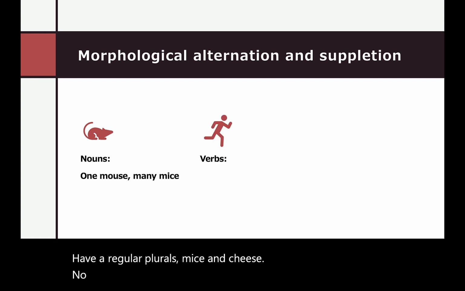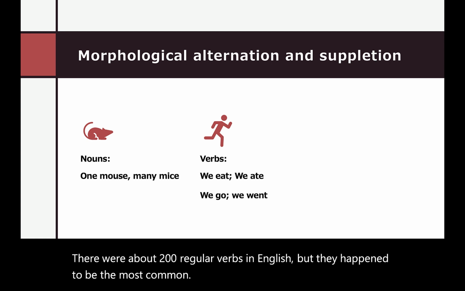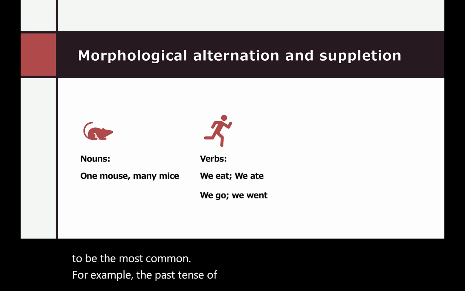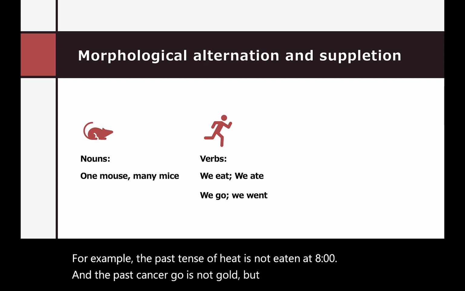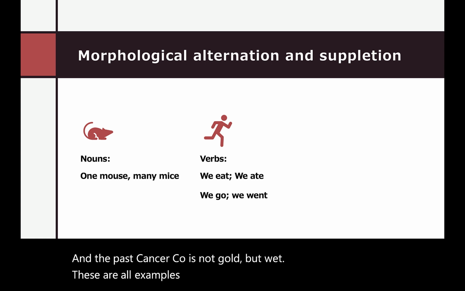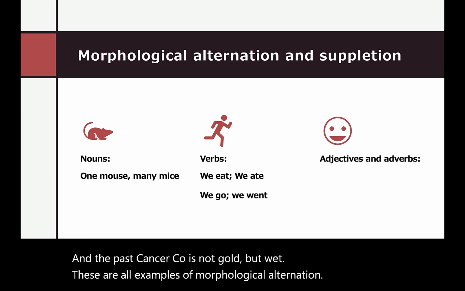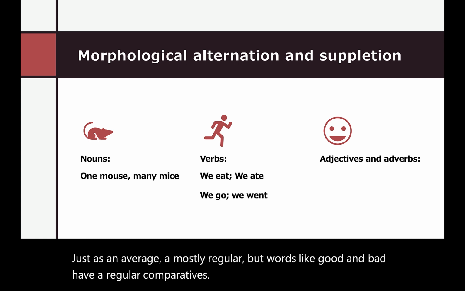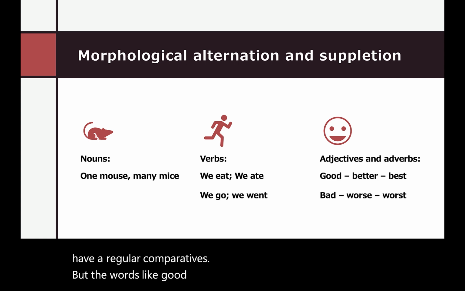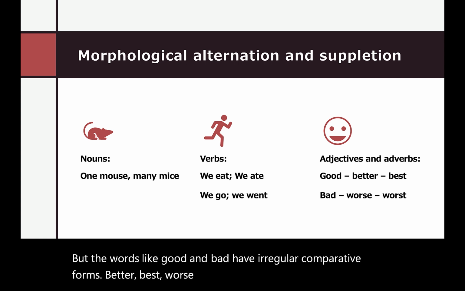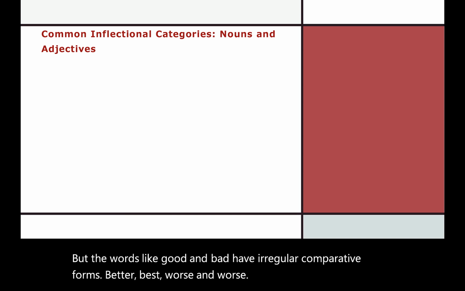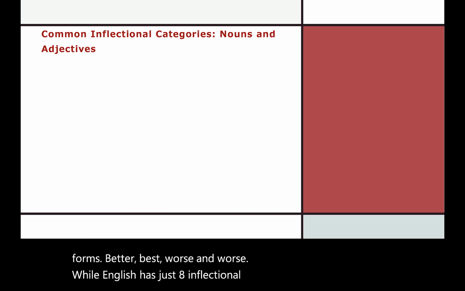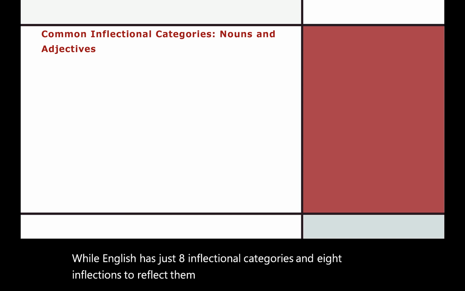There are about 200 irregular verbs in English, but they happen to be the most common ones. For example, the past tense of eat is not eated, but ate, and the past tense of go is not goed, but went. These are all examples of morphological alternation. Adjectives and adverbs are mostly regular, but words like good and bad have irregular comparative forms: better, best, worse, and worst.